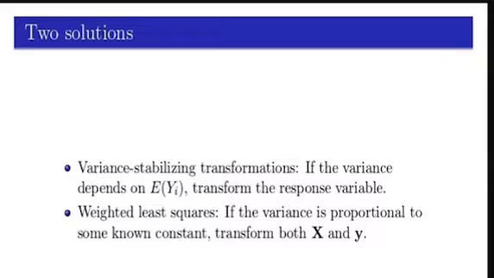So the idea of transforming the response actually comes when we realize that the variance of the observation depends on the mean. Now, what is the other approach? The other approach is to use weighted least squares. We use that if the variance is proportional to some constant. When I say variance proportional to some constant, variance depends on weights. Observations with more information have a smaller variance, and we give them more weight.